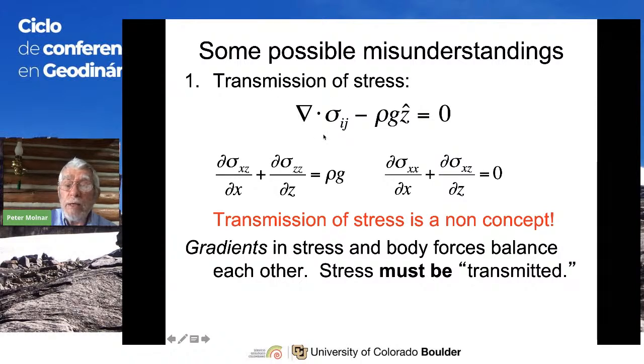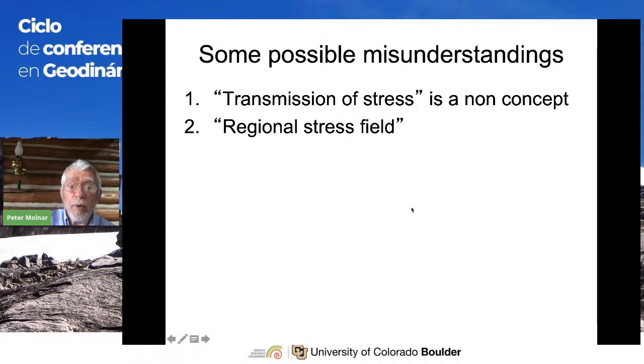If we go back to the basic equation of equilibrium, gradients in stresses are balanced by the body force, the gravitational body force. The point here is that transmission of stress is a non-concept. Gradients in stress and body forces must balance, and stress must be transmitted. You can't stop stress from being transmitted. You can't just suddenly have a wall that says, well, there's no stress on that side of the wall. So stresses have to be transmitted. That's inescapable. A regional stress field.